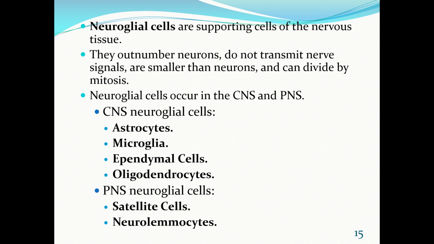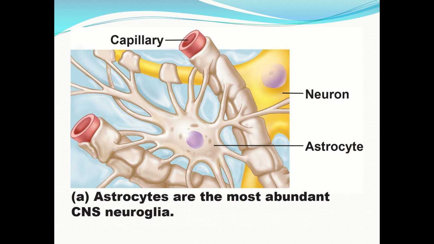Neuroglial cells are supporting cells of the nervous tissue. They outnumber neurons, believe it or not. They do not transmit nerve signals. They are smaller than neurons, and they can divide by mitosis, so there is regeneration occurring there. Neuroglia cells occur in the central nervous system and peripheral nervous system. In the central nervous system, they are the astrocytes, microglial cells, ependymal cells, and oligodendrocytes. In the peripheral nervous system, they are satellite cells and neurolemmacytes.